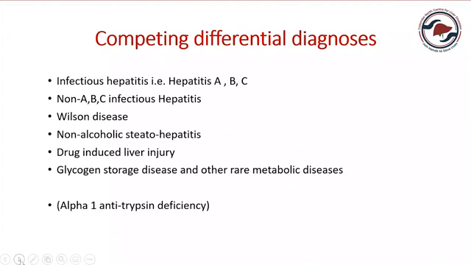Non-alcoholic steatohepatitis, again common in the current context. Drug-induced liver injury. The history of drug ingestion may not be evident at first presentation. The family might not disclose. Rarely, the possibility of glycogen storage disease and other rare metabolic diseases also needs to be considered. These are the main competing differential diagnoses in our setup. However, in the West, alpha-1 antitrypsin deficiency is also considered a main differential diagnosis, which we do not see in our setup.